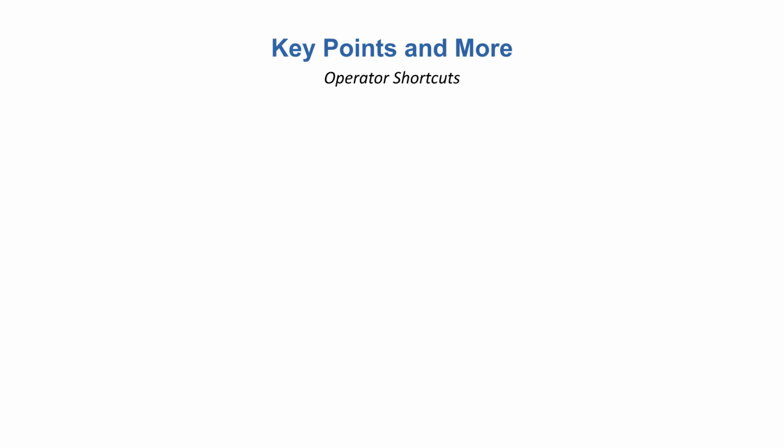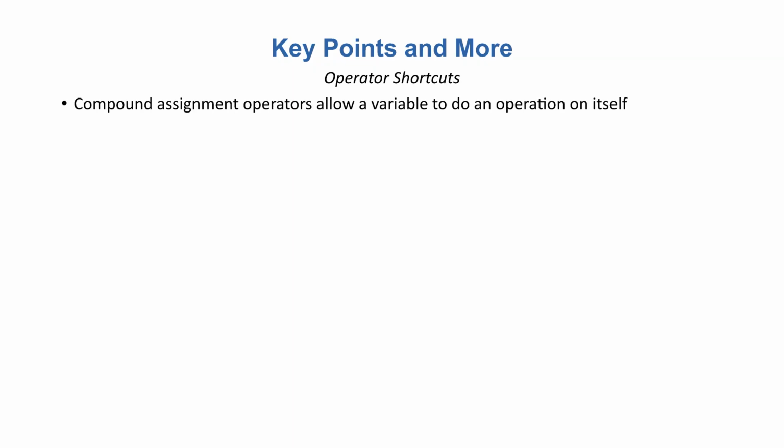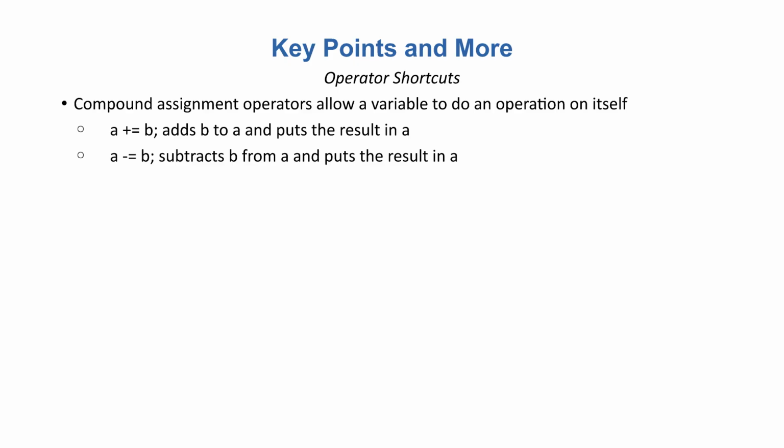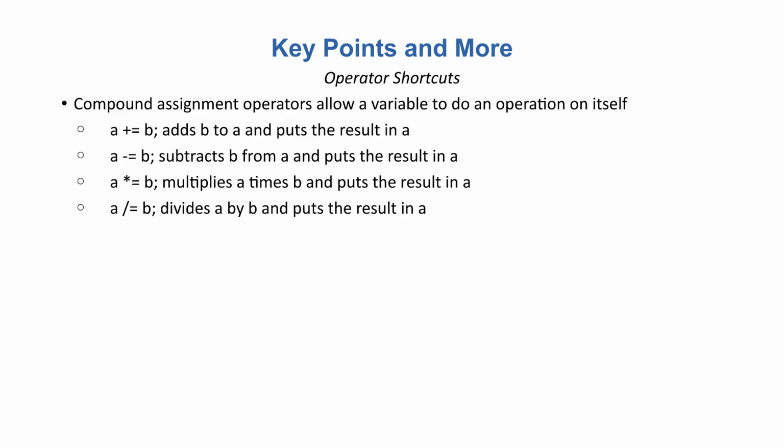Key points and more. Operator shortcuts. Compound assignment operators are a quick way for a variable to do an operation on itself. A plus equals b adds b to a, then puts the result in a. A minus equals b subtracts b from a and puts the result in a. A times equals b multiplies a times b and puts the result in a. A divided by equals b divides a by b and puts the result in a.